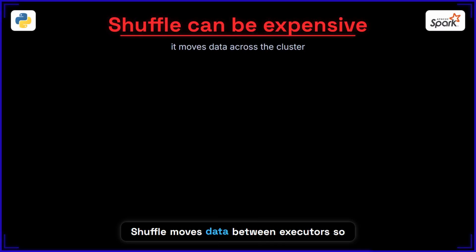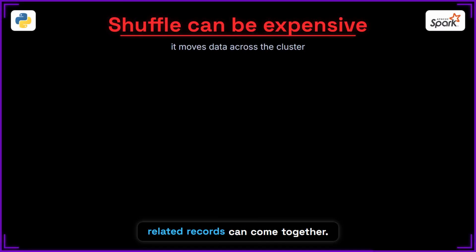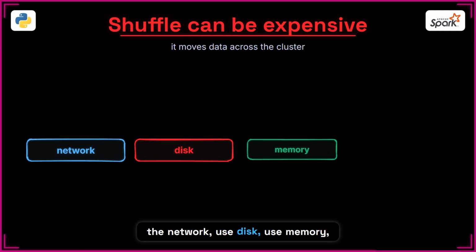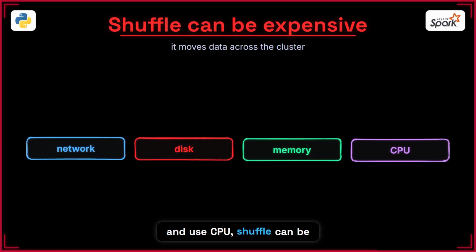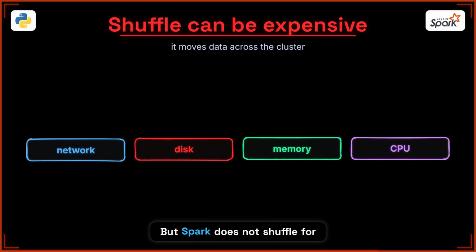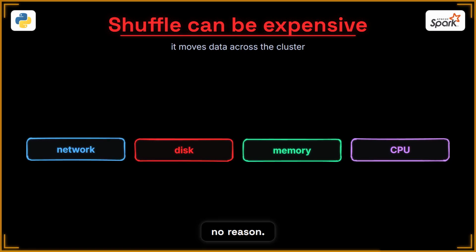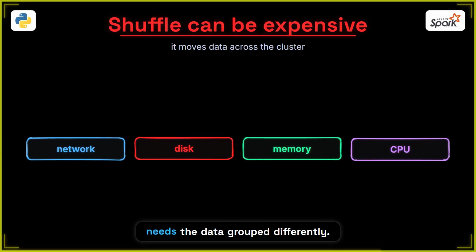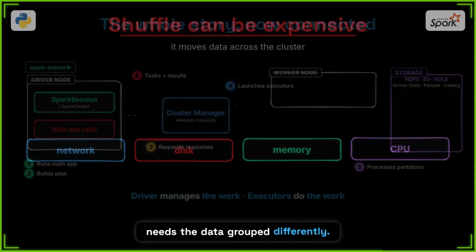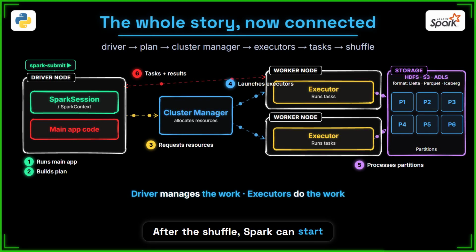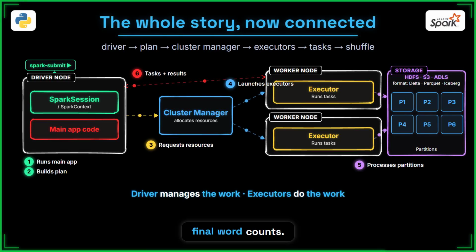And shuffle moves data between executors so related records can come together. And because data may move across the network, use disk, use memory, and use CPU, shuffle can be very expensive. But Spark does not shuffle for no reason. It shuffles because the next stage needs the data grouped differently. And after the shuffle, Spark can start the next stage and produce the final word counts.